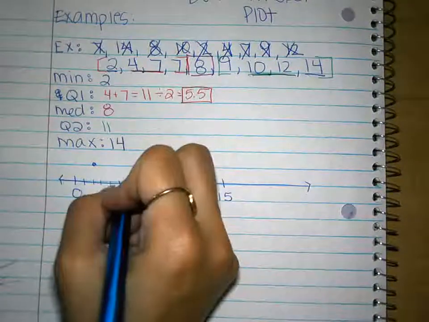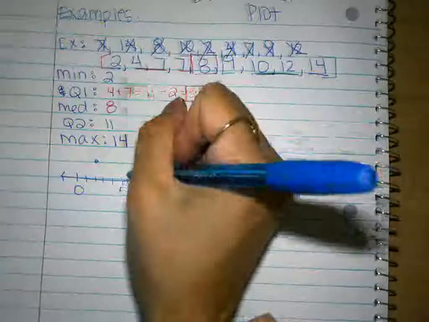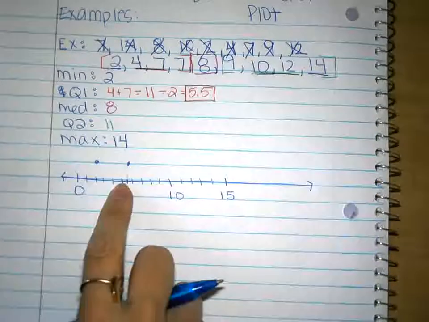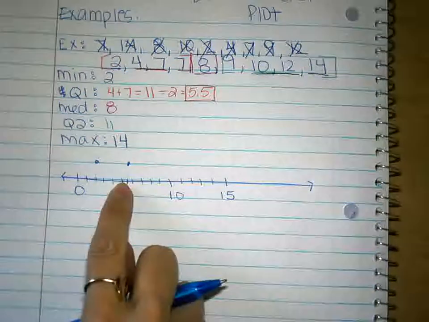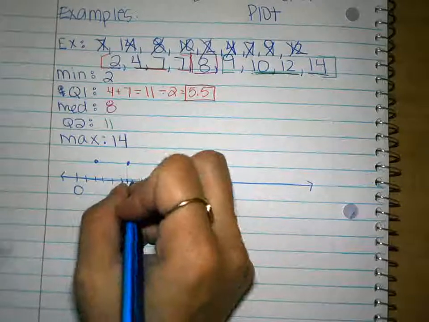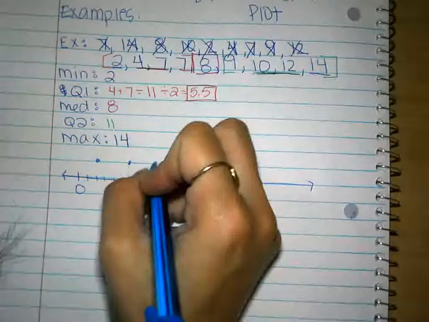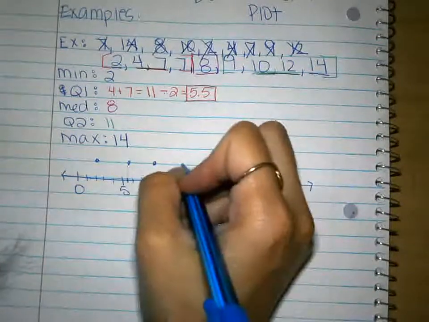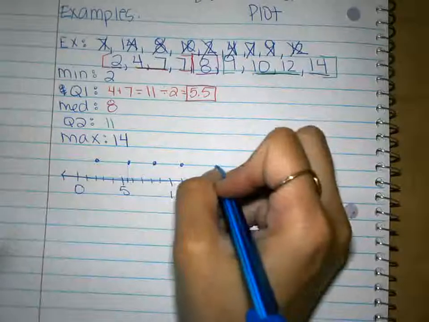I have a 5.5, which is directly in the middle of 5 and 6. So I need to make sure I put it in the middle of 5 and 6. Then I have an 8. I have an 11. And I have a 14.